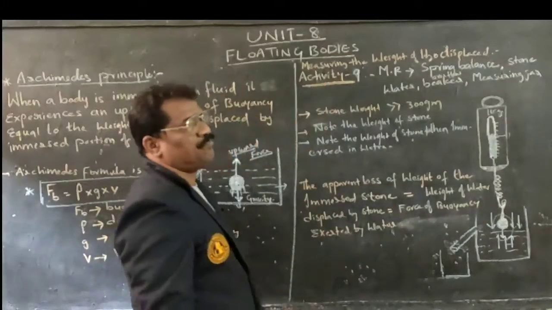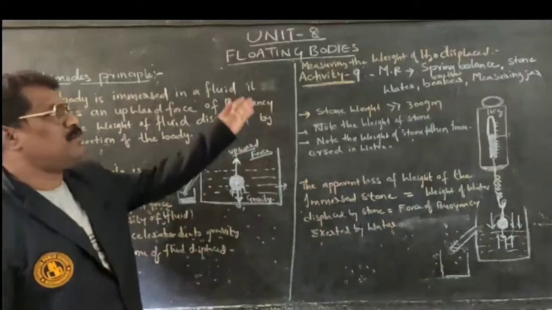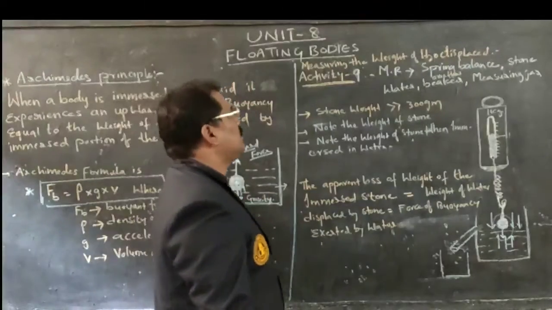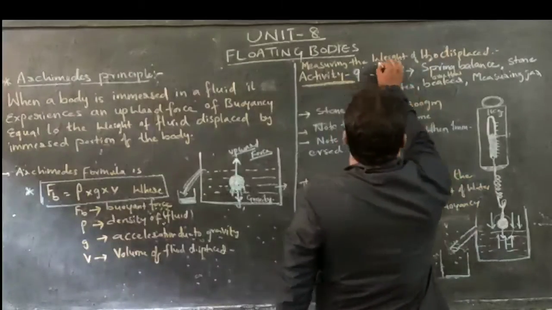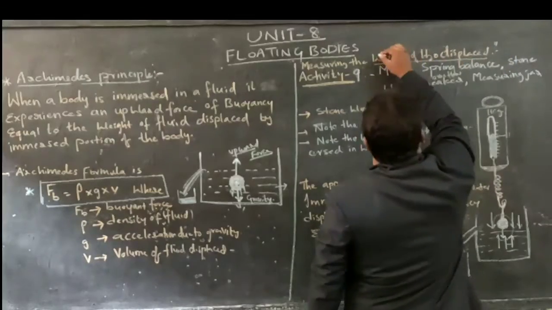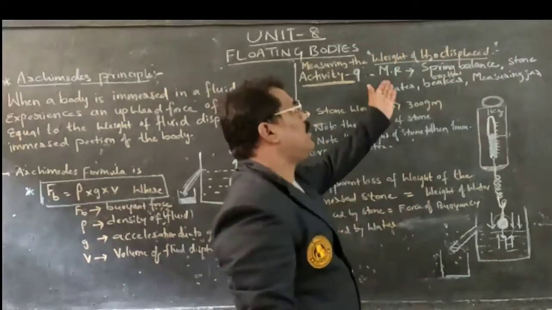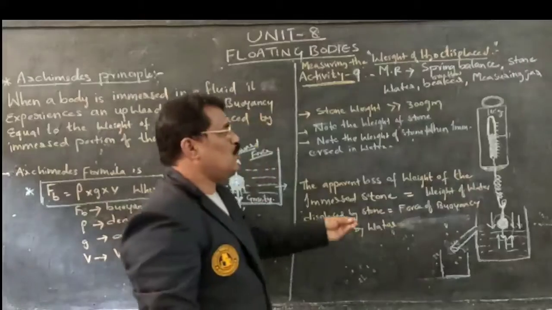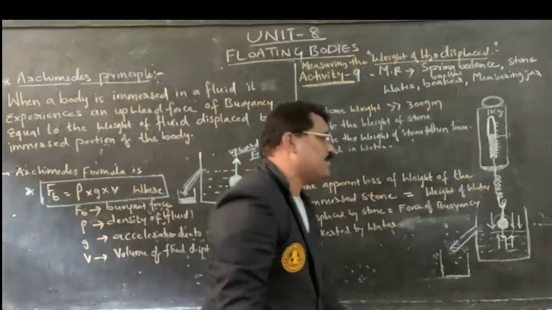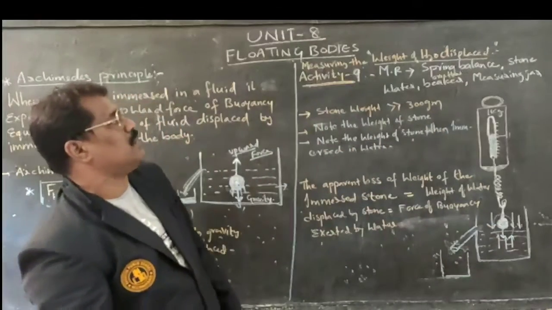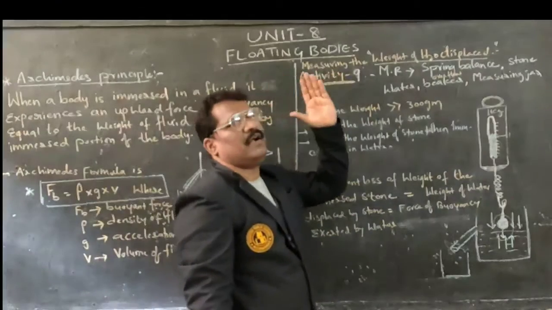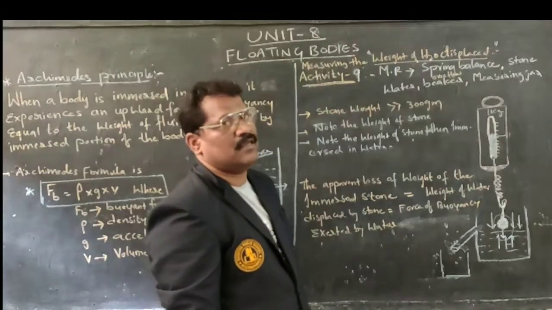Coming to Activity 9. What is Activity 9? For what purpose are we doing this activity? Activity 9 is used to measure the weight of water displaced. We are going to calculate the weight of the water displaced when a stone is immersed in water.